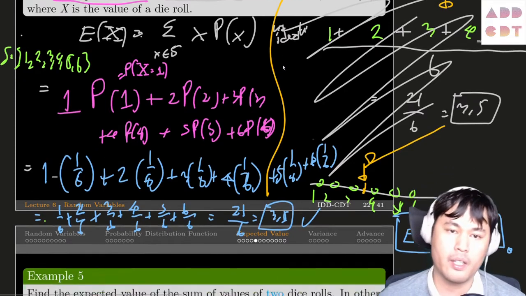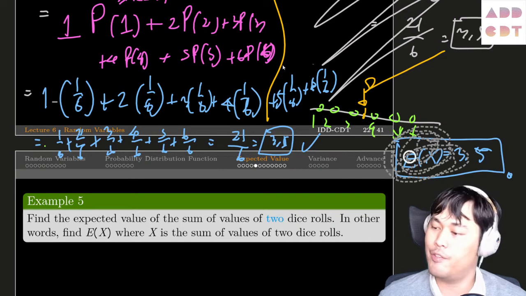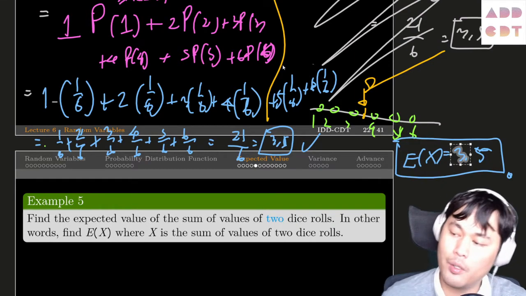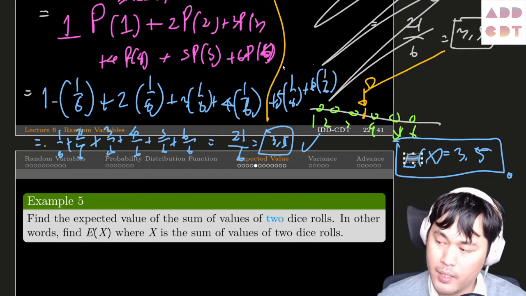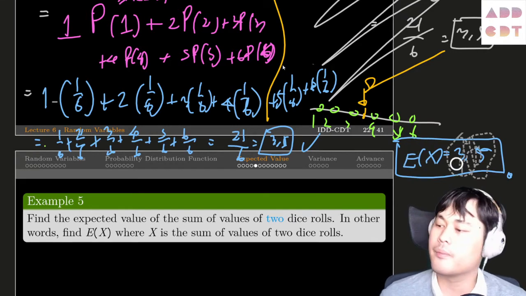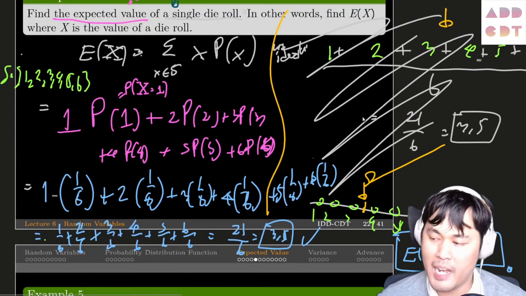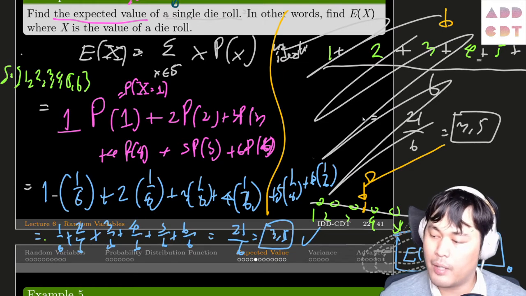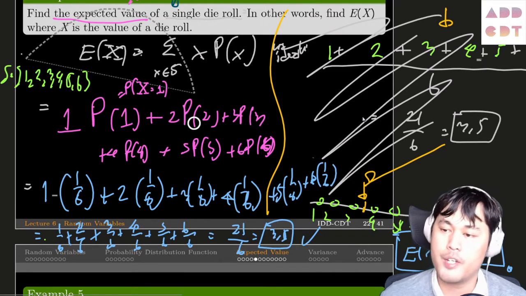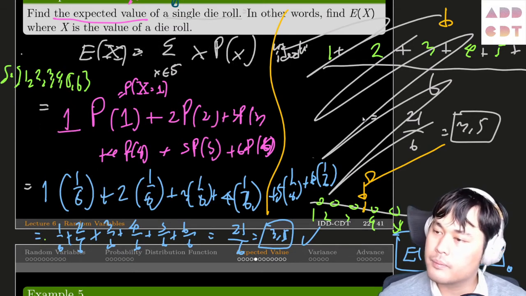E of x is 3.5 on average. If you roll this die, if you are looking at this random variable, then in the long run you would expect the average to be 3.5. And that's the answer. It's 3.5 exactly, because we're not talking about anything random. We're talking about the average in theory, based on the numbers we have defined so far.